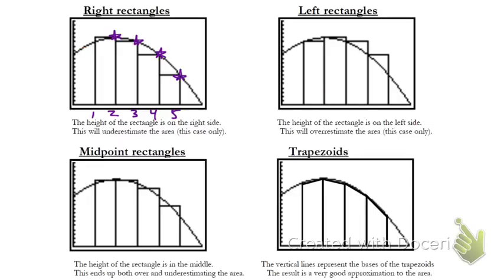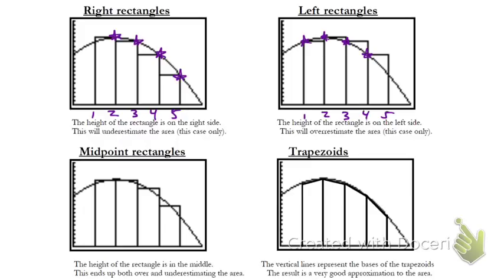Then left rectangles. We go from the left-hand side. So you can see we care about the height at 1, 2, 3, and 4, and we actually don't care about the height at 5. At 1, it's touching the function. At 2, it's touching the function and going from the left. At 3, it touches and goes from the left. At 4, it touches and goes from the left. And notice at 5, we don't actually have a rectangle that's at that height.